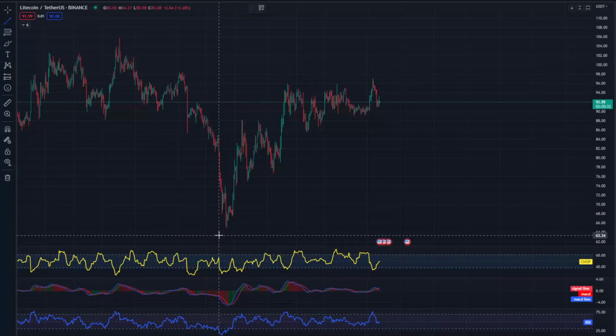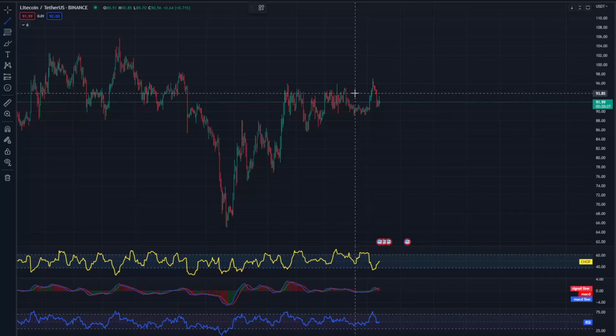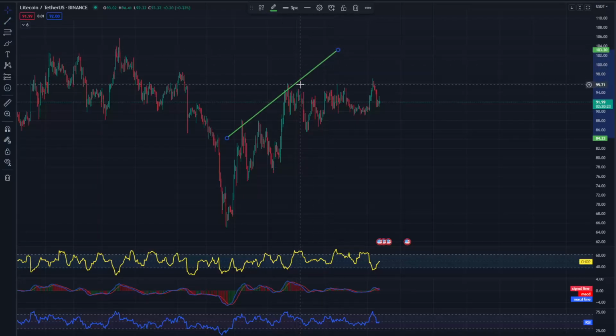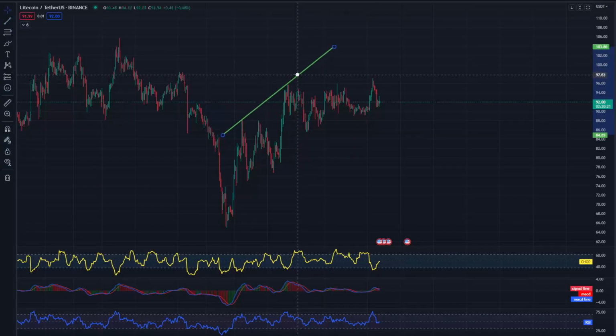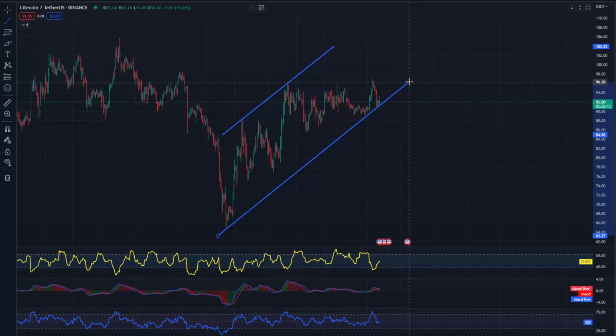The last one in today's chart is the LTC versus USDT chart, also on a 4-hour time frame. First of all, we will use the blue lines to mark the uptrend channel in which the price is moving in the lower border.